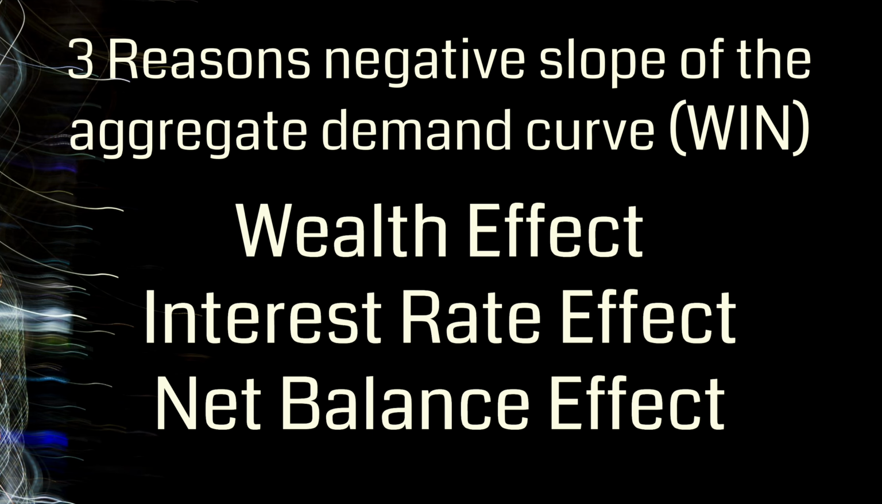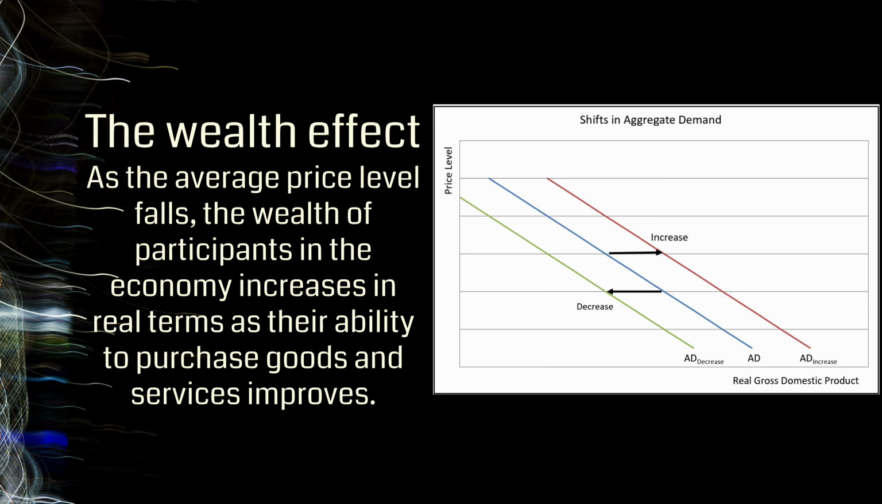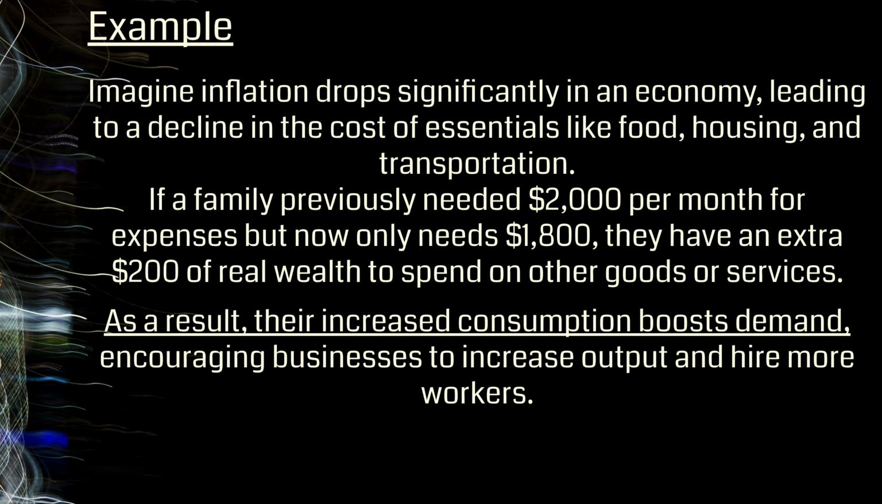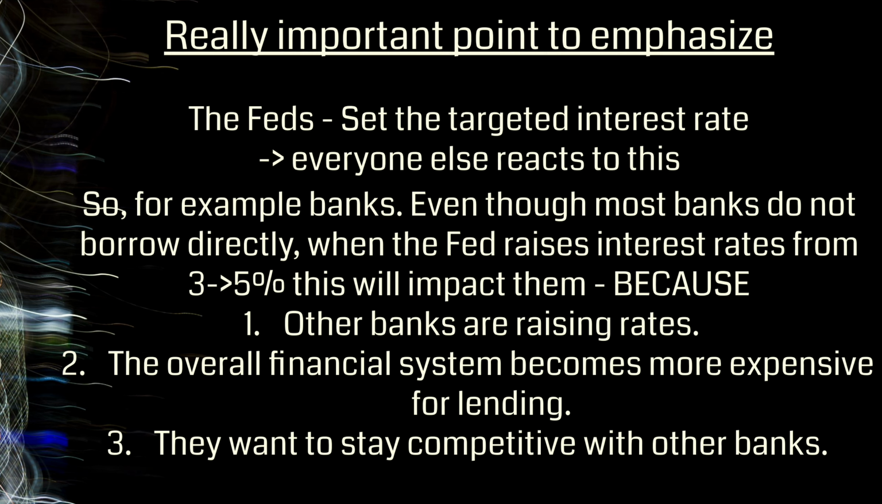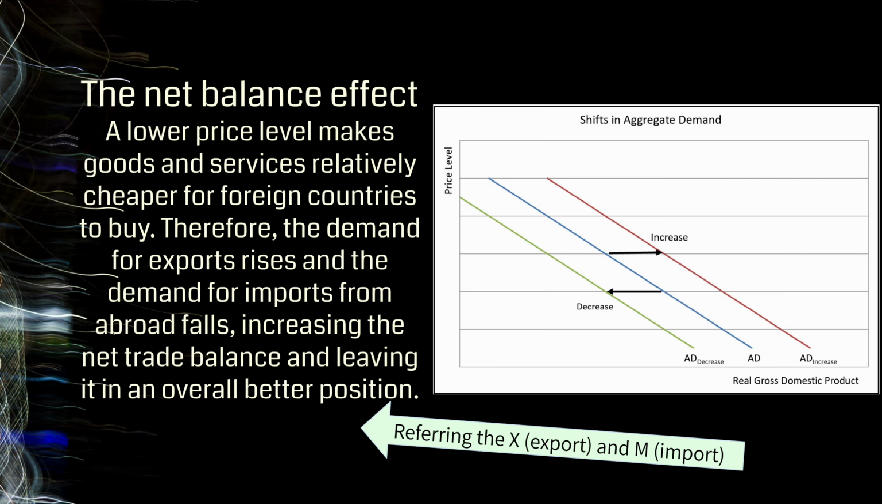So first, there's three reasons why it's negatively sloped, and there's three things to know here. I memorize it as WIN: the wealth effect, interest rate effect, and net balance. So wealth effect is when price levels are low, people are willing to spend more money. They feel wealthier. The second is interest rates. At low interest rates, people are willing to spend more money, and therefore demand goes up as well. And finally, last but not least is the net balance effect, where if we are able to export more things because goods are cheap in our country, that shifts aggregate demand to the right.